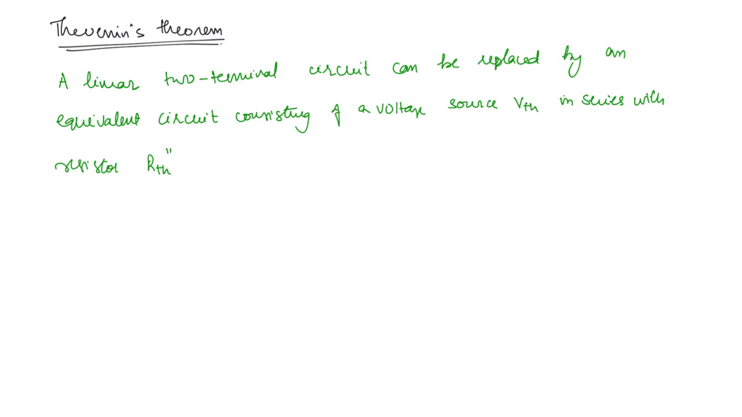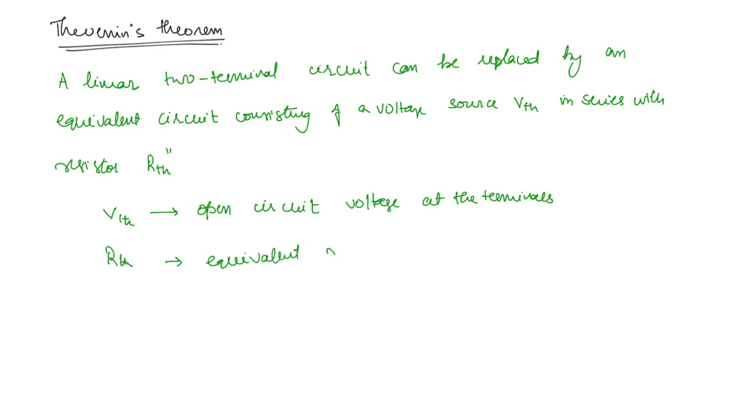Okay, so now what is VTH here? What is the value of VTH? VTH is going to be the open circuit voltage at the terminals. Once we do a problem, it will become more clear to you. So for now, just write down the terms. Open circuit voltage at the terminals is called the Thevenin voltage, and RTH is the equivalent resistance at the terminals when independent sources are turned off.